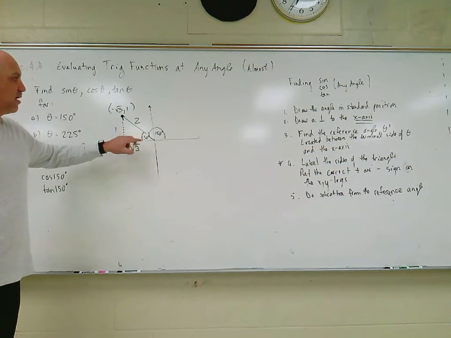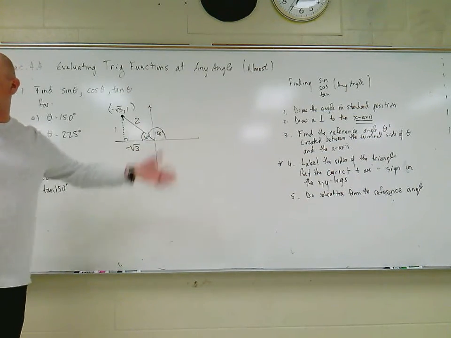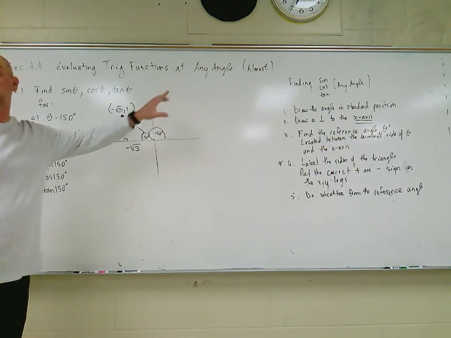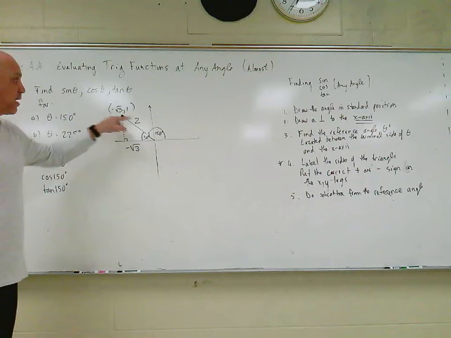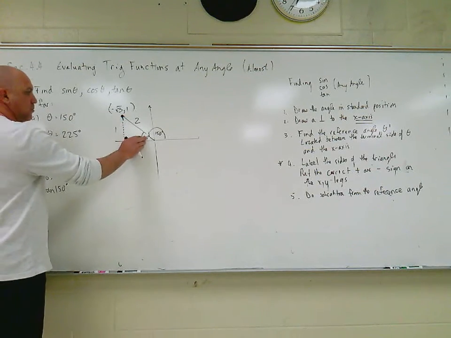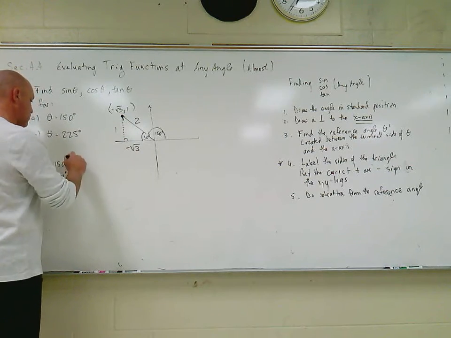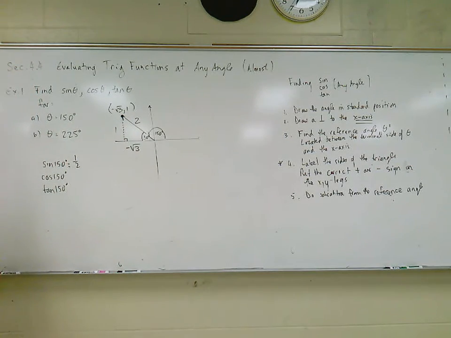Because if it was 30, all my answers would be positive. Same thing, 30 degrees is in the first quadrant and everything's positive. So I go from here and I answer the question. So let's see. 30, what's sine? 1/2, opposite over hypotenuse, and that's why that answer was positive.